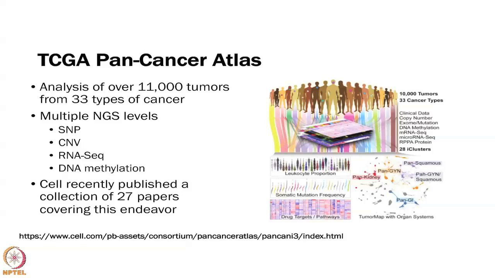And recently, in the last few months, there was this pan-cancer atlas that was published, where they took all of the tumors, it didn't matter what cancer it came from, and they analyzed them all together. So this is 11,000 tumors. They had a lot of these different sequencing levels that we've discussed, so SNPs, copy number, RNA-seq, DNA methylation. And if you're interested, I included here a collection of 27 papers that go through all of the many sub-projects that came out of this. So you can take a look at that here. There's a lot of information there on these papers.